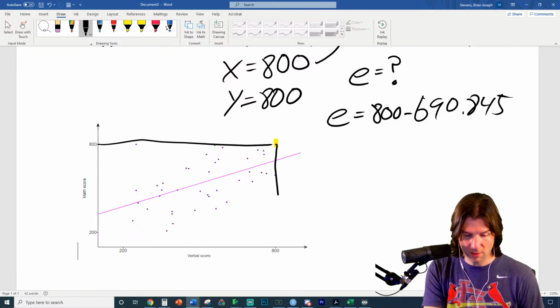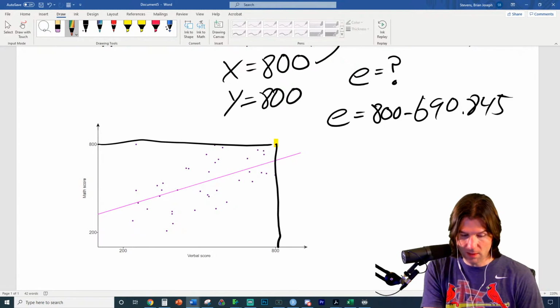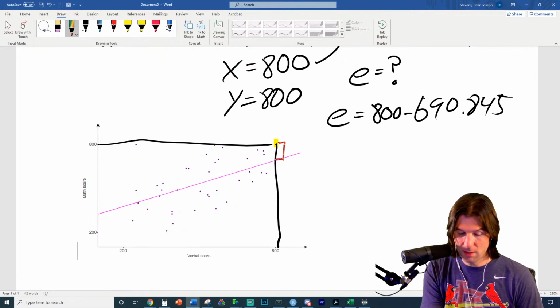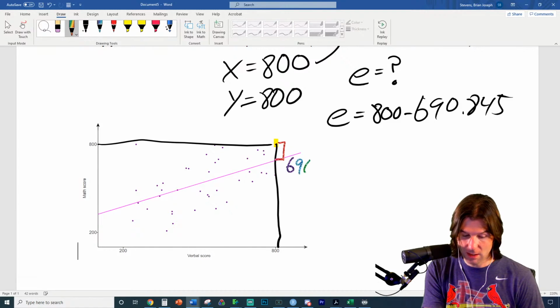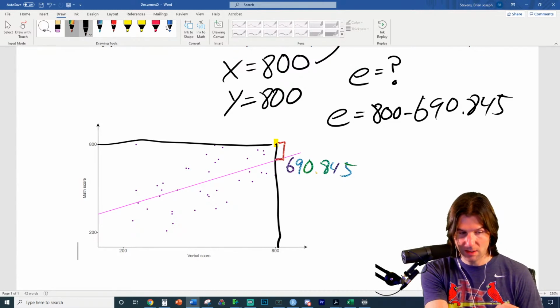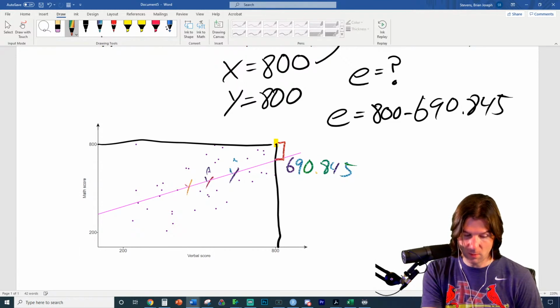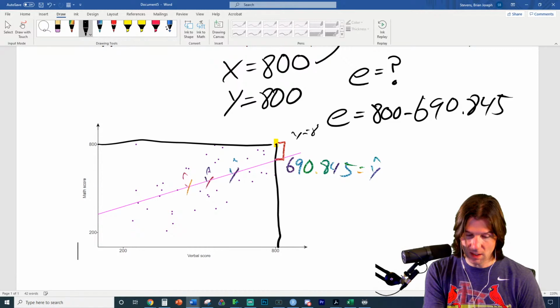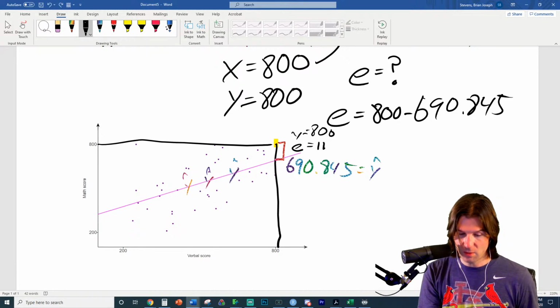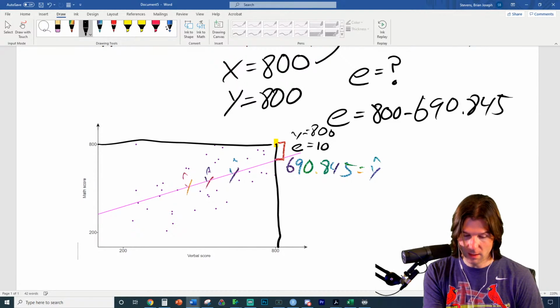They made an 800, 800, and then their residual is this, because they were predicted to make a 690.845. That is their predicted. That is what the line predicts. Y hat is the predictions of the line. Every one of those on the line is a Y hat. So this is equal to their Y hat. And then their actual, Y equals 800. That makes the residual E equal to 109.155.